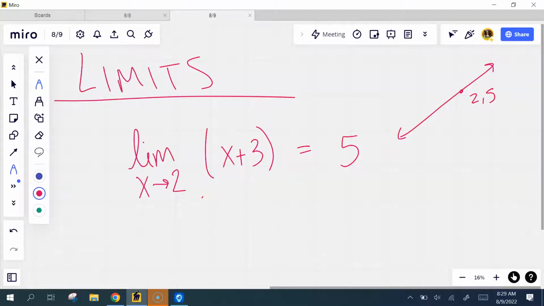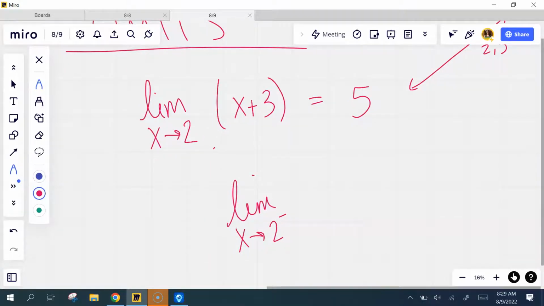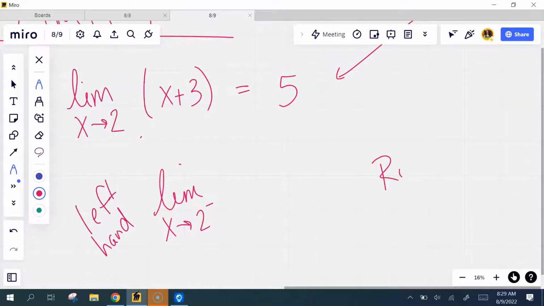But then we also talked about one-sided limits in pre-cal, did we? I can't remember what we got to. Where we'd say, okay, the limit as x approaches 2 from the left. Okay, so this is a left-hand limit, as opposed to a right-hand limit, which would be the limit as x approaches 2 from the right.